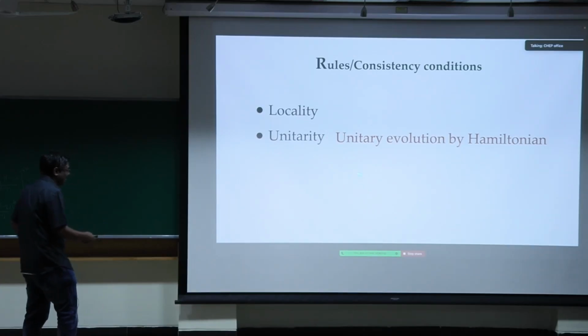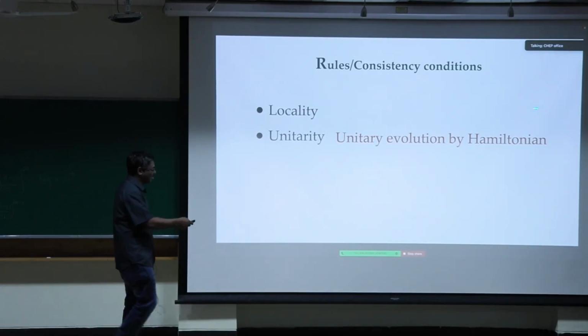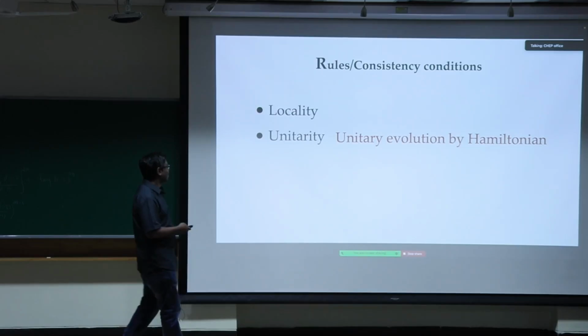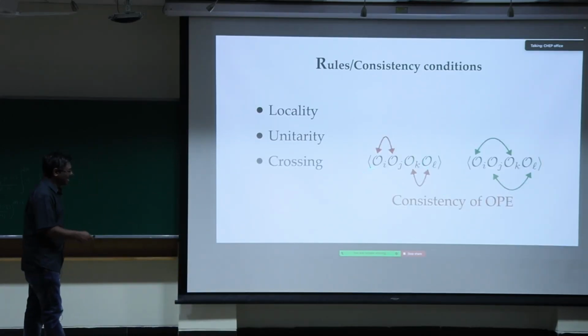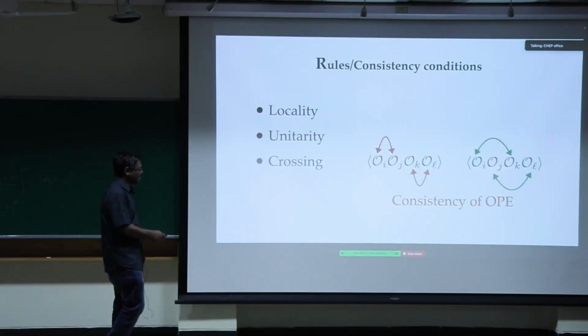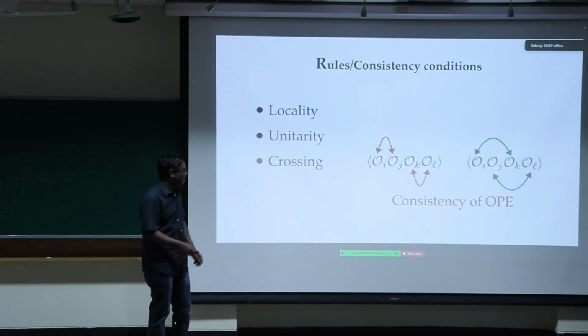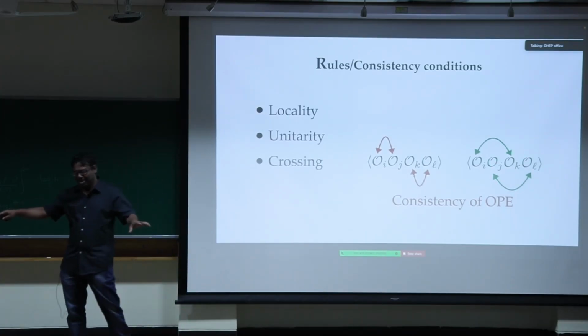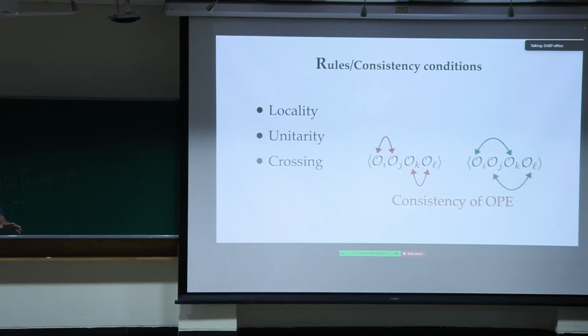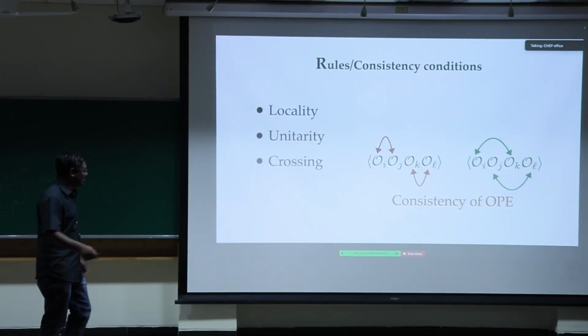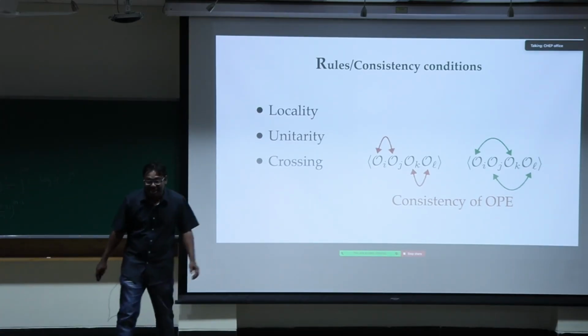Now you have unitarity, which basically tells you the Hamiltonian evolution is unitary. And you have crossing, which basically tells you if you consider a 4-point function, you can do this Taylor expansion thingy with 1 and 2, 3 and 4, or you can do 1 and 3, 2 and 4. So this will give you two different expansions, but these two expansions should match with each other at a non-perturbative level.